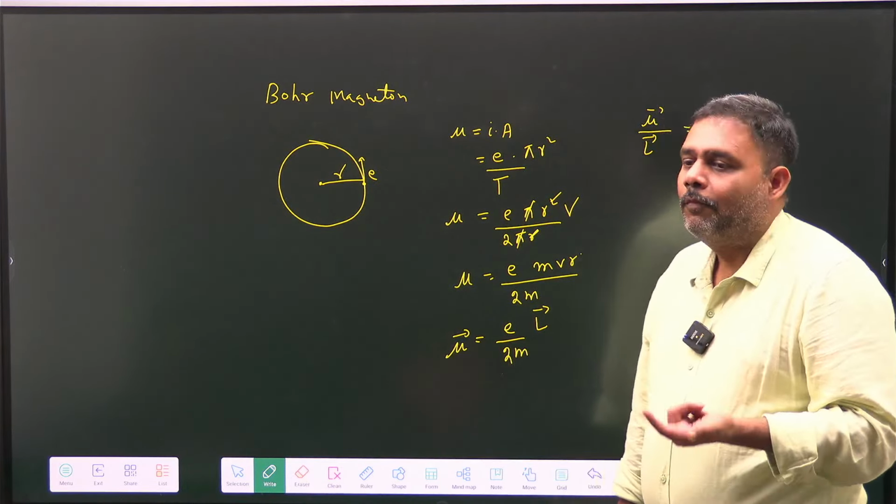The gyromagnetic ratio is e upon 2m, the charge of the electron upon the mass of the electron, right? Sorry, not gyromagnetic ratio. This will be something like the Landé factor. Sorry. So this will be the Landé factor, and that is also known as the g factor basically. Okay? So this is basically the g factor.